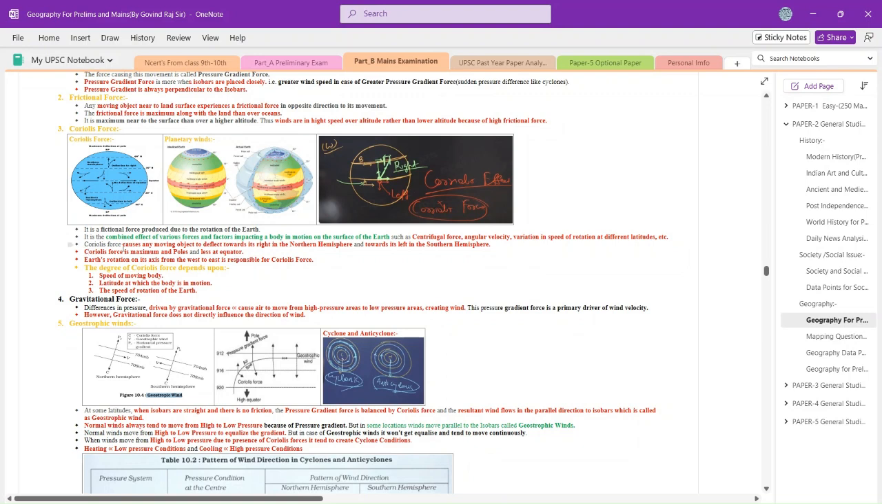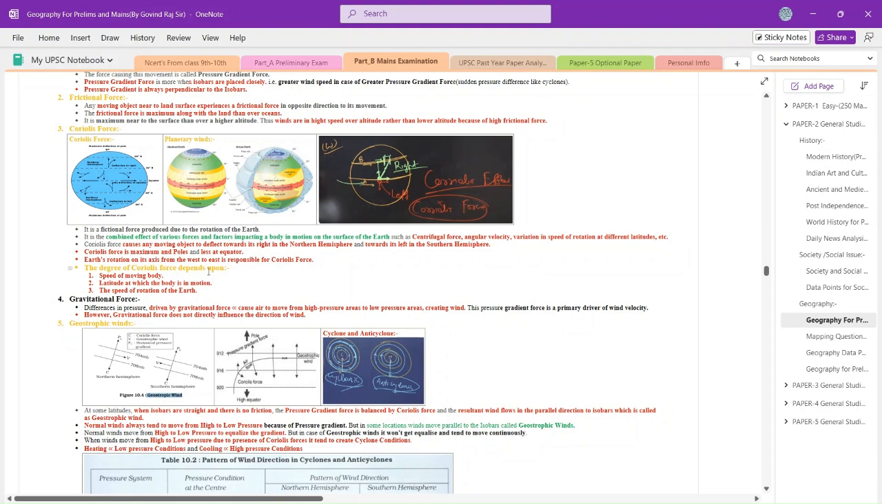And Coriolis force is maximum at the poles and least at the equator. You have to understand it. The Earth's rotation on its axis from west to east direction is responsible for the Coriolis force.